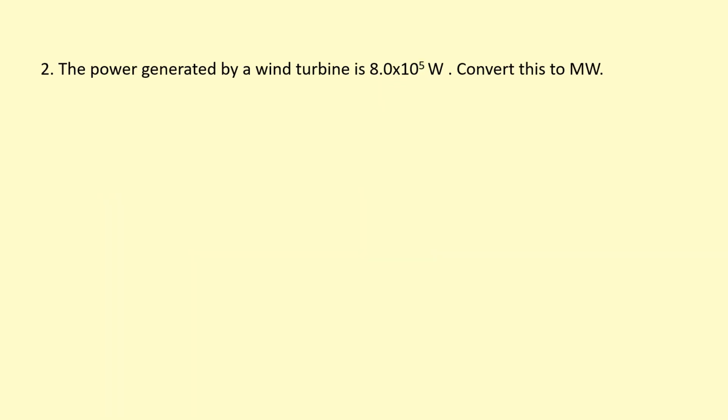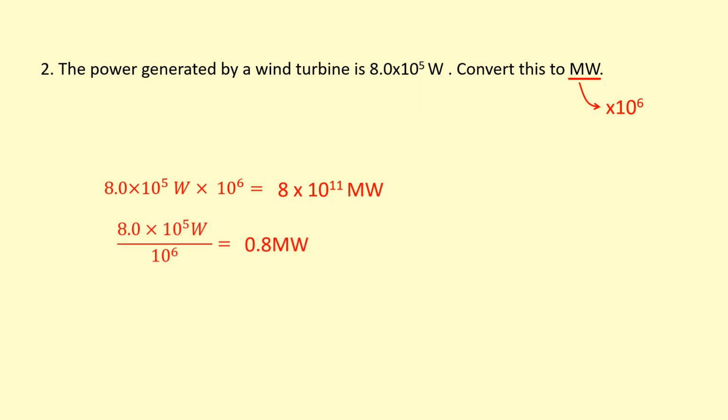The power generated by a wind turbine is 8 times 10 to the power of 5 watts. Convert this into megawatts. Mega is a million, so times 10 to the power of 6. If I take 8 times 10 to the 5 and multiply it by 10 to the 6, I get 8 times 10 to the 11 megawatts. Okay, that's not the right way to do this. I've gone the wrong way again, because if I turn to megawatts, it should be a smaller number. So let's do it the other way around. It's divided by 10 to the 6, and you get 0.8 megawatts, which makes sense.